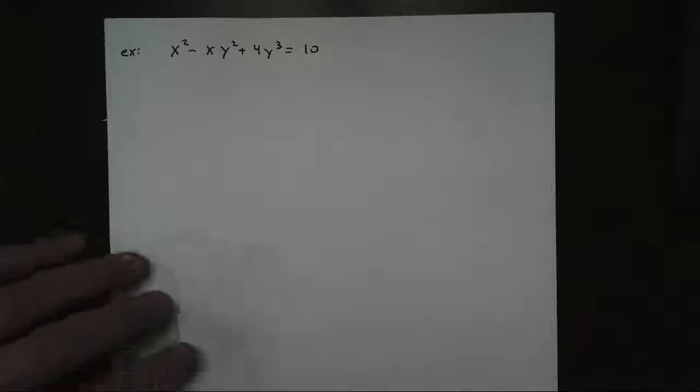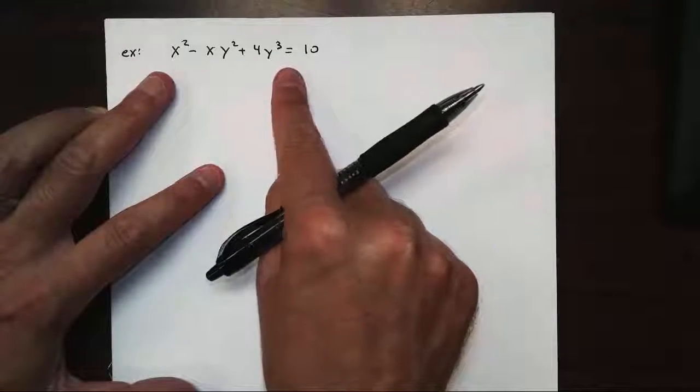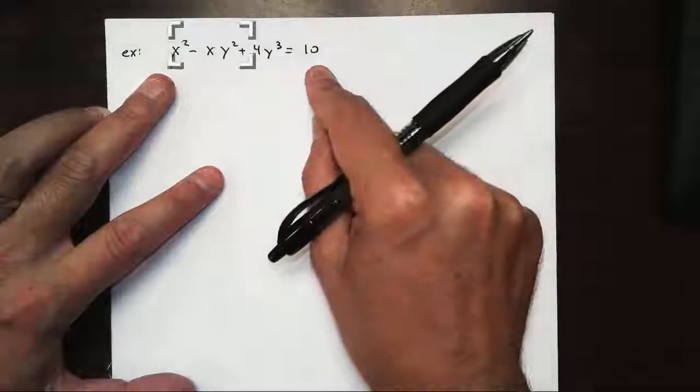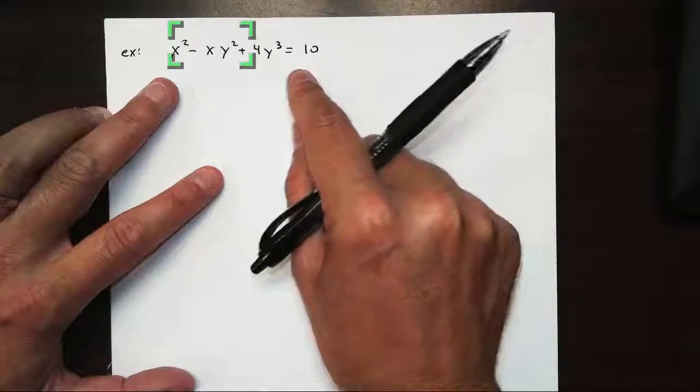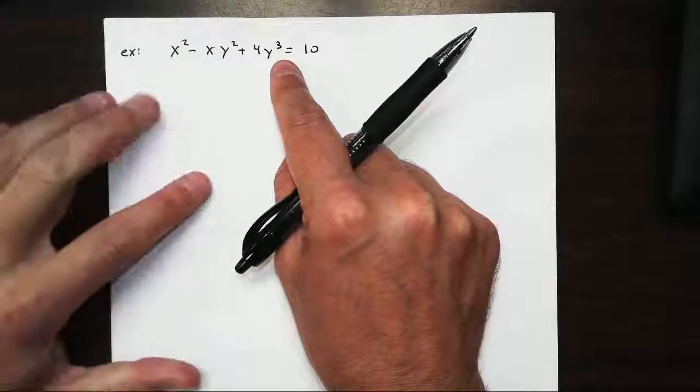Hi, welcome to part 2 of using implicit differentiation. So I wrote a much tougher equation here. Now I'm careful not to call this a function because of the y squared and y cubed. This will not be a function. So we still want to be able to find its derivative.